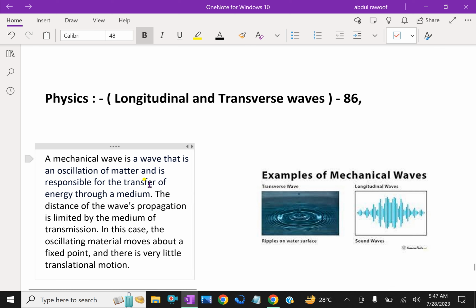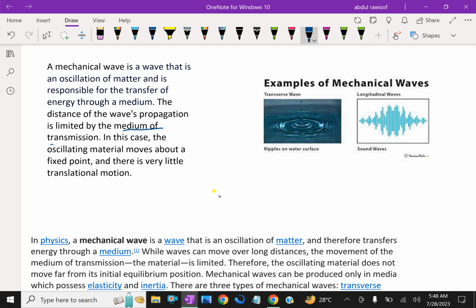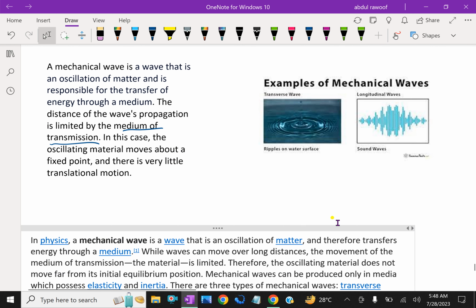A mechanical wave is an oscillation of matter and is responsible for the transfer of energy through a medium. That means a medium is necessary to propagate mechanical waves. The distance of the wave's propagation is limited by the medium of transmission. In this case, the oscillating material moves about a fixed point and there is very little translational motion.